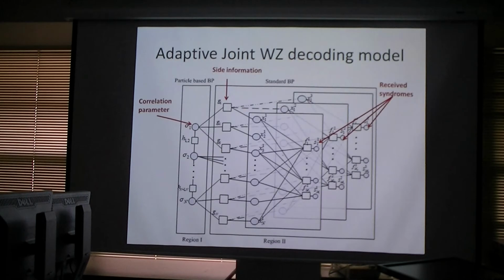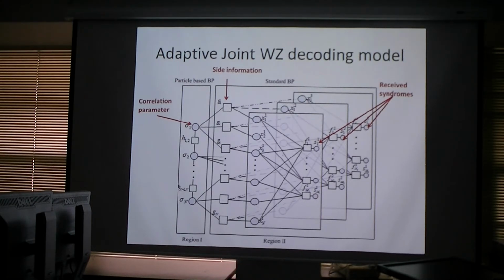Then based on the factor graph, we can define our design model. By representing joint probability distributions of the side information and the Wyner-Ziv frames, here we use X to represent, and the received syndromes, we define this factor graph in region 2. Actually, this factor graph is a traditional joint Wyner-Ziv coding model.